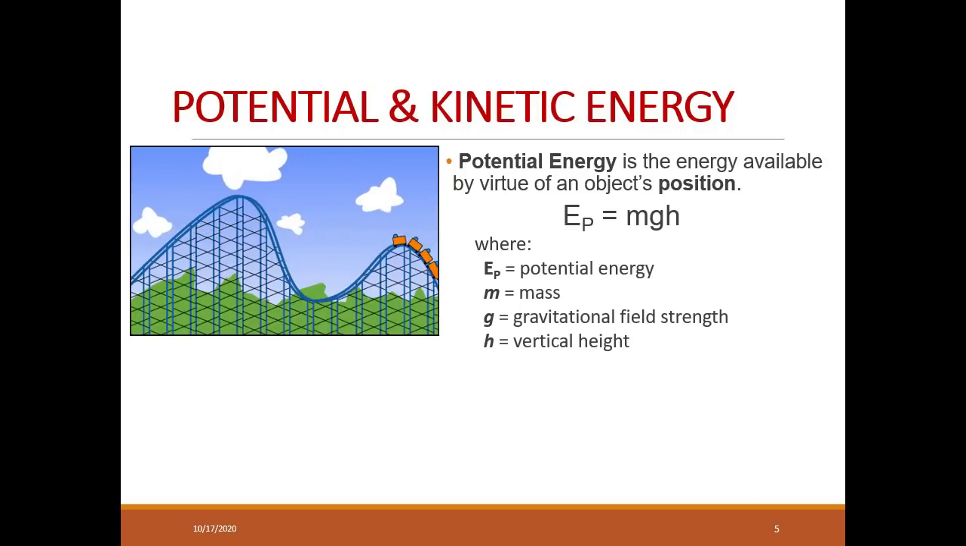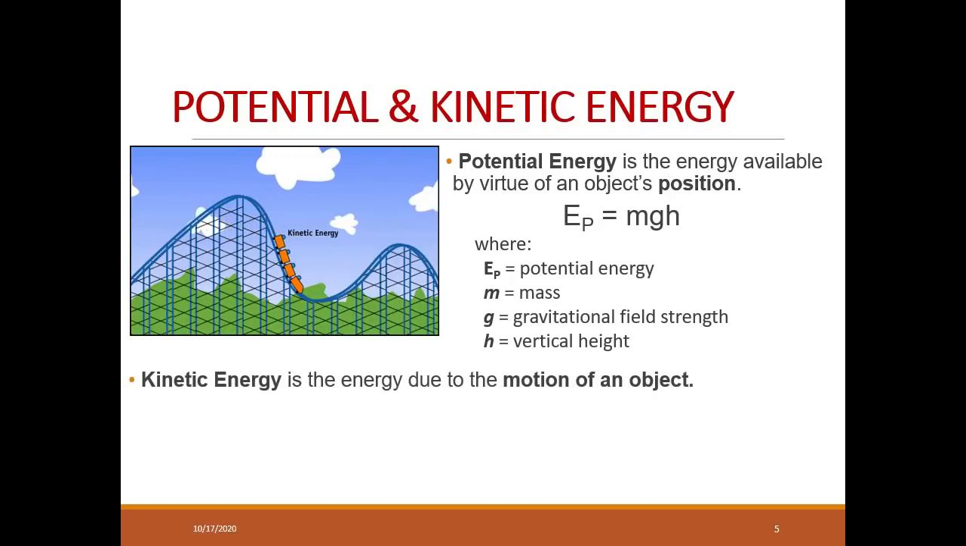Gravitational field strength is in Newton per kilogram. That is the same unit as acceleration, and the gravitational constant due to acceleration is 9.8 meter per second squared.